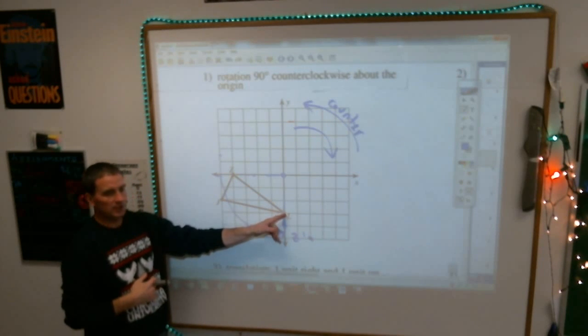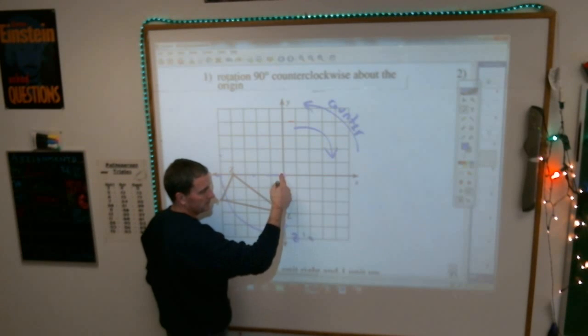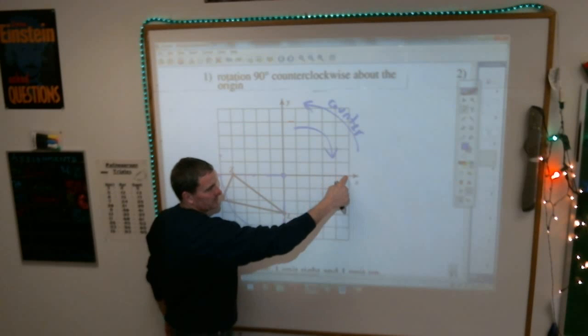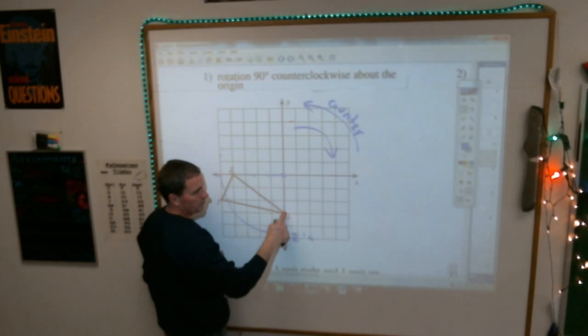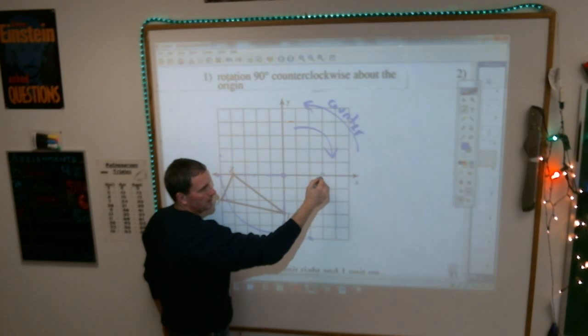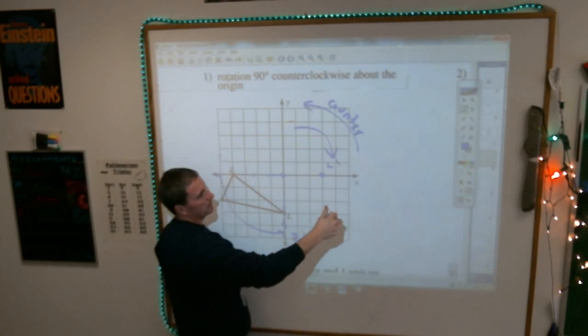What is L going to be? Well, if I turn this 90 degrees, 1/4 of a turn, now the y-axis actually ends up being where the x-axis is. So point L is going to be 1, 2, 3, 1, 2, 3. That's L prime. And now you have your 3 points.